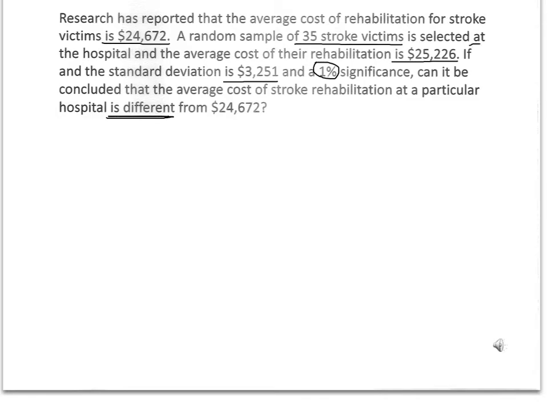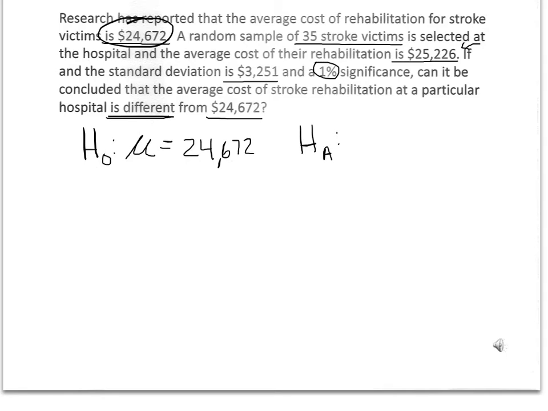from what we found, the 25,226, and what was expected, the 24,672. So the first thing we're going to do is put together our null and alternative hypotheses. We know that our null is always going to be mu equals. In this case, they're stating that that's the average. So that's going to be my null hypothesis.